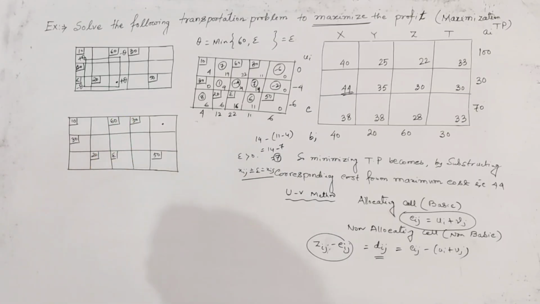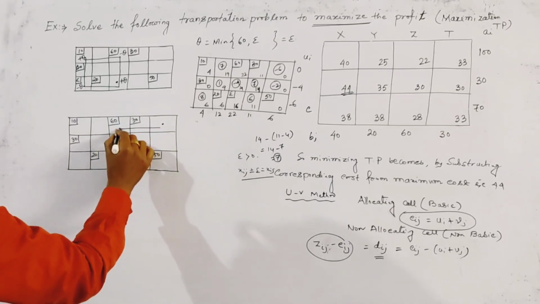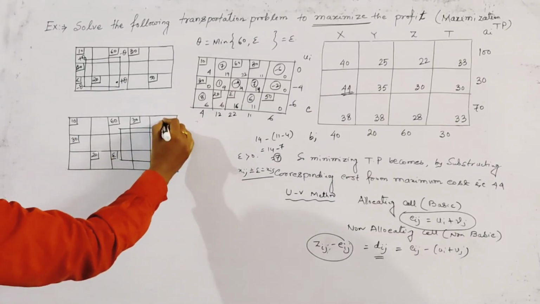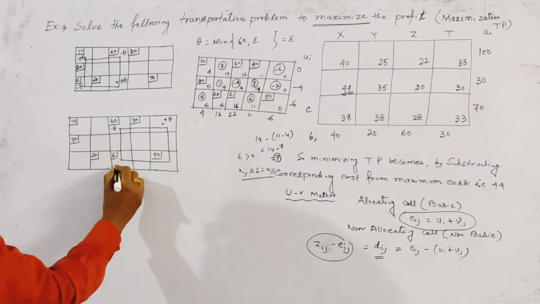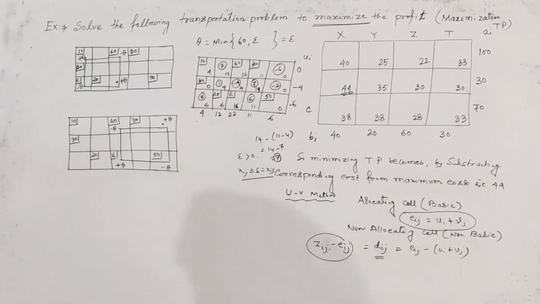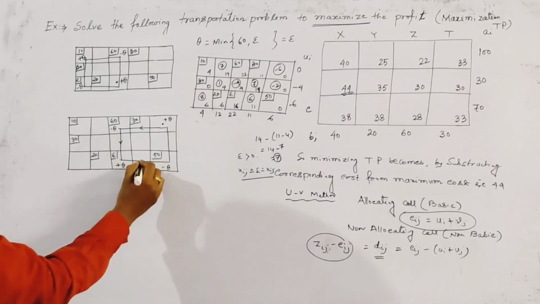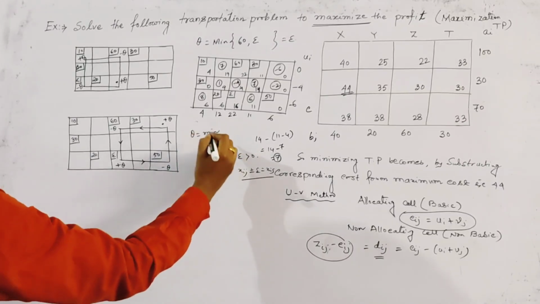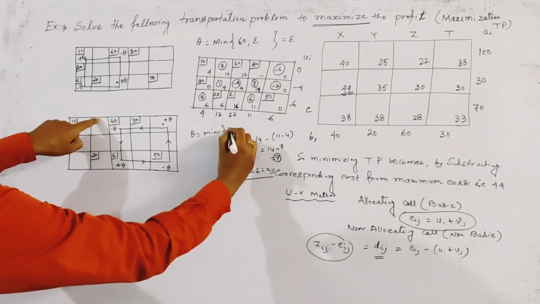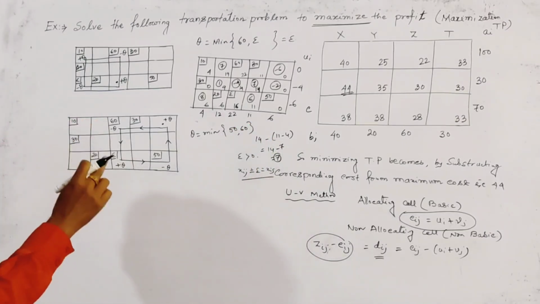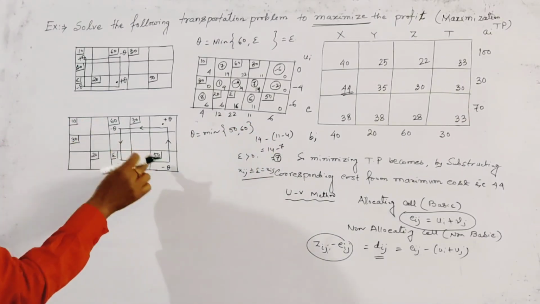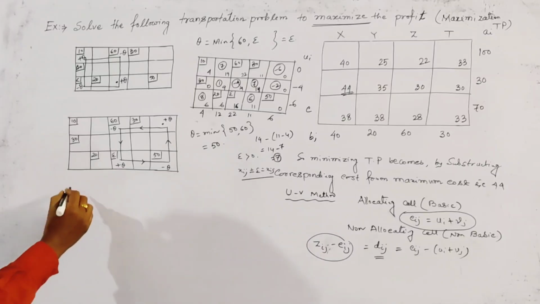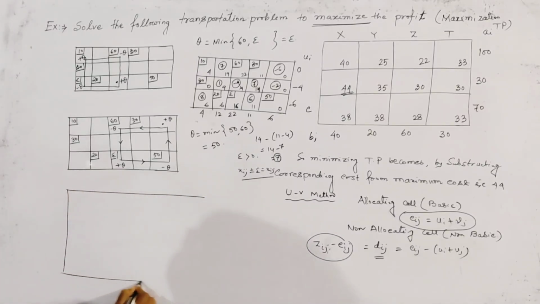Now we form a loop like this. This is of this type. And we again write this is plus theta, this is minus theta, this is plus theta, this is minus theta. And we may here indicate the direction. Here theta is the minimum of 50 and 60, because we already said theta is the minimum of the minus theta cells, that is 50 and 60. So this must be 50, and we get the new table with new allocation.